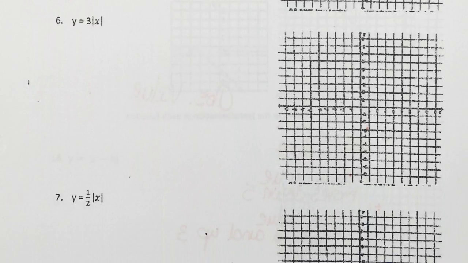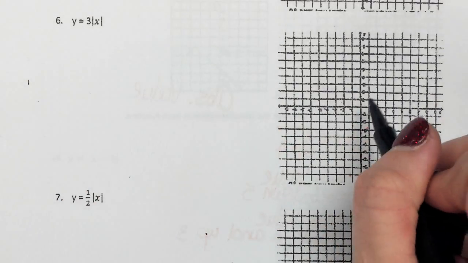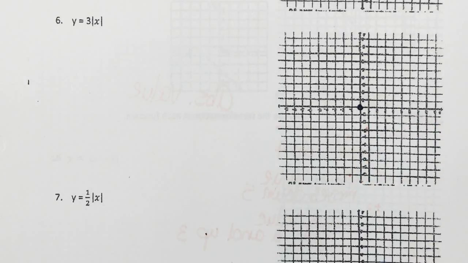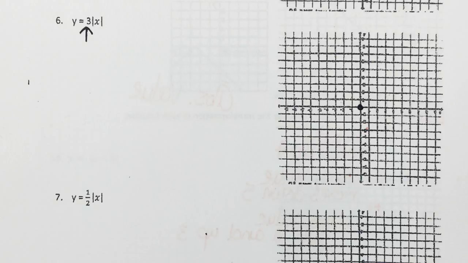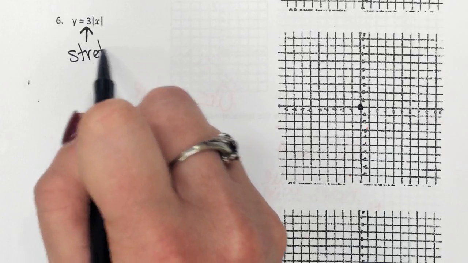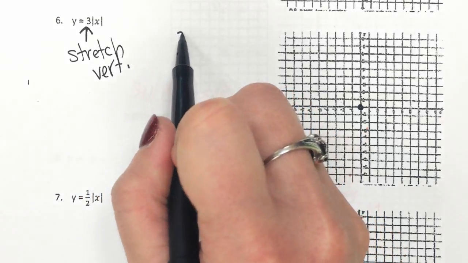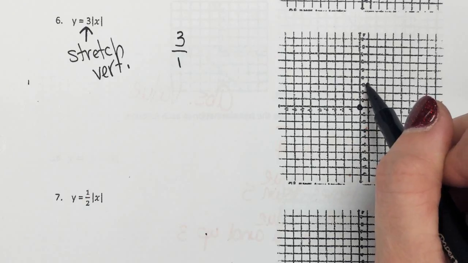Number 6. Do you have any kind of number that you're adding or subtracting here in the back? Nope. So where am I going to start? The origin. Now look at your cheat sheet. What are you doing to that 3? You're multiplying. And when you multiply, it's either going to stretch it vertically or compress it vertically. Since it's a whole number, it's going to stretch it vertically. So that 3 is kind of like our slope. How do you write 3 as a fraction? There you go. So I'm going to rise 3 and run 1.